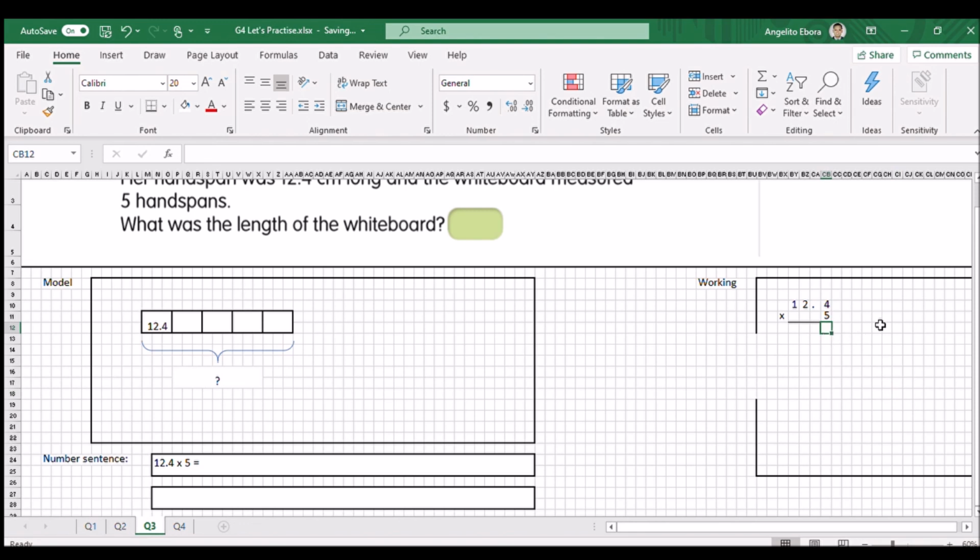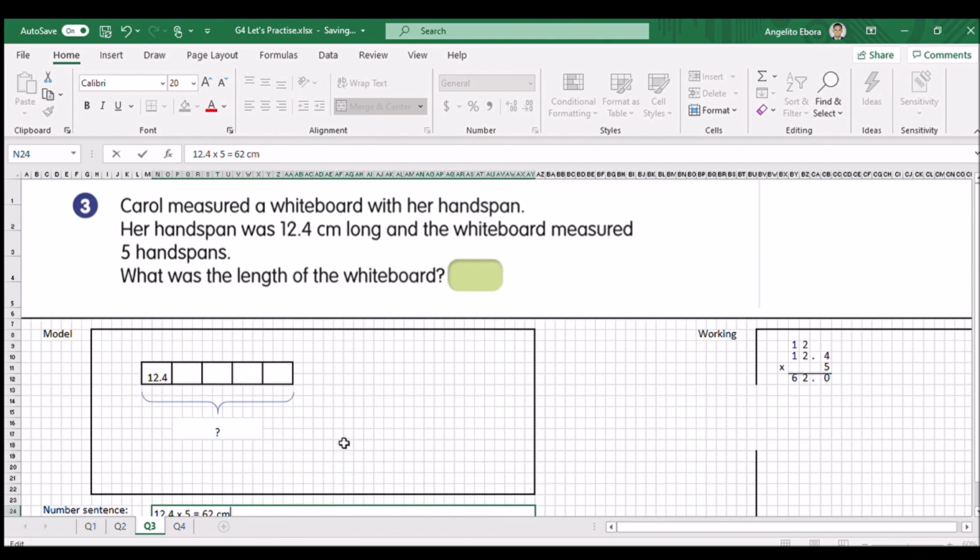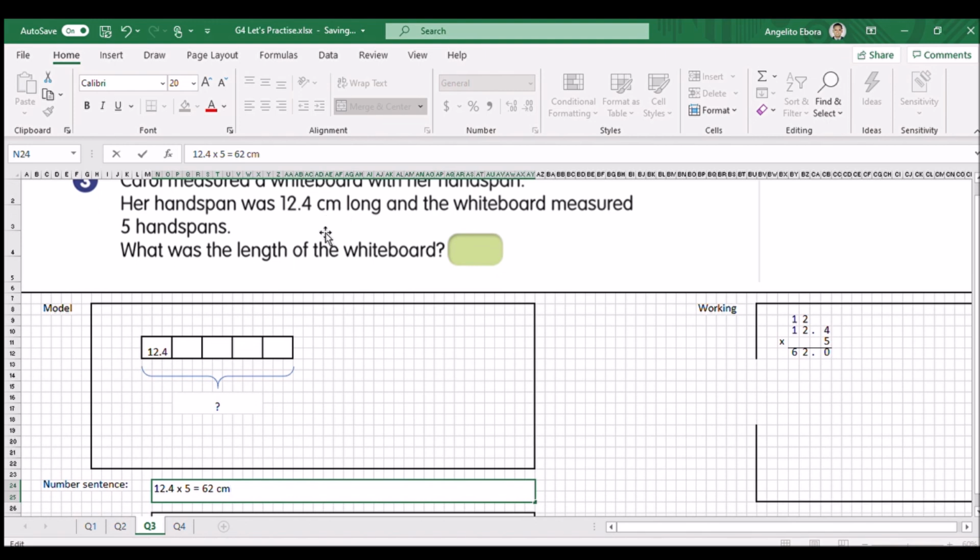So 5 times 4 is 20. Regroup, put 2 in the ones place. So 5 times 2 is 10, plus 2 is 12. Oh, don't forget the decimal. 12 regroup. So 5 times 1 is 5 plus 1 is 6. So the answer is 62 centimeters. Make sure you write the correct unit. Our unit is cm.